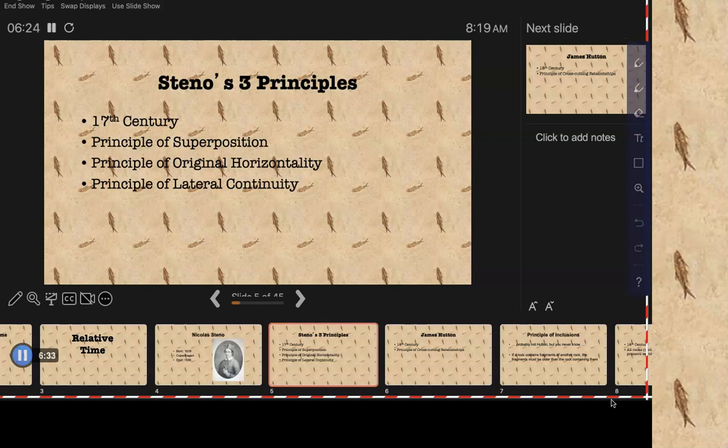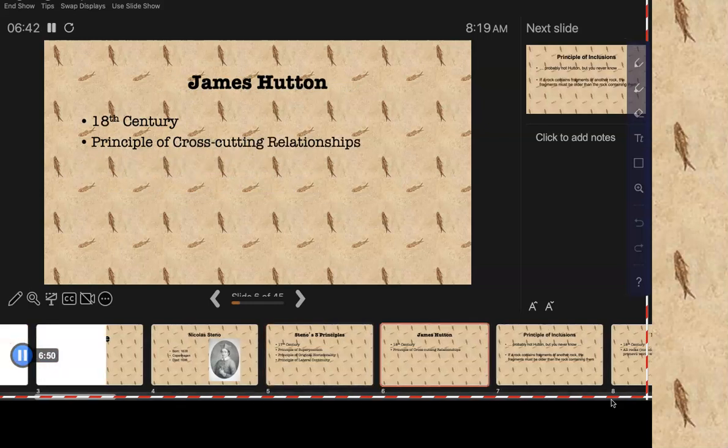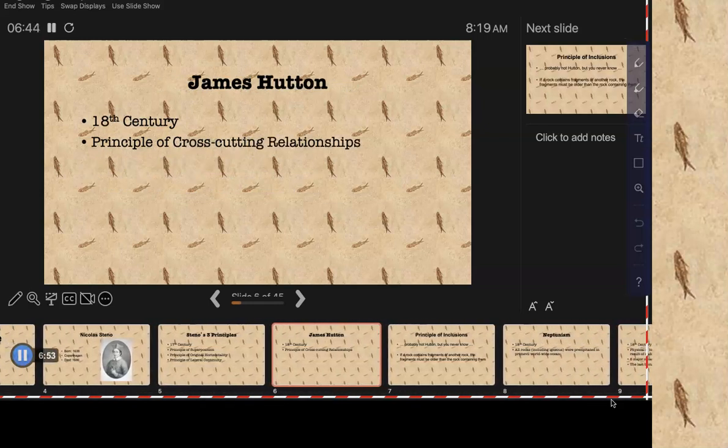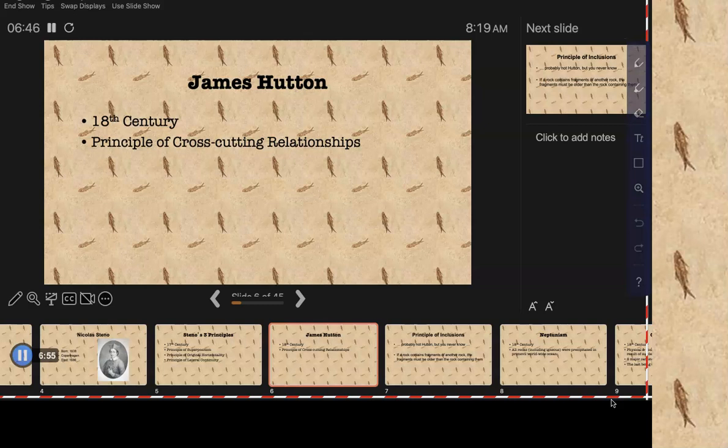Principle of superposition, principle of original horizontality, and principle of lateral continuity. So again, I'm not going to ask which principles Steno came up with, but you are going to need to know what each of those 3 is. Or when did he come up with them? It's meaningless. We got 4.5 billion years worth of history. Another guy was Hutton. Good bit later. He came up with something called cross-cutting relationships.